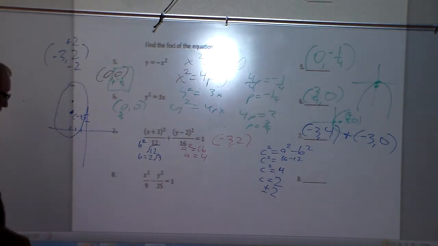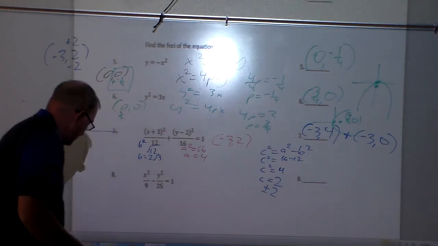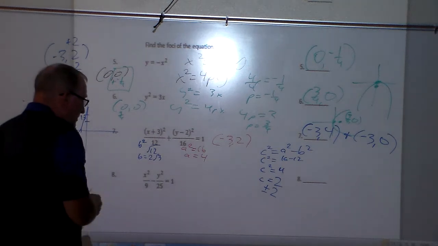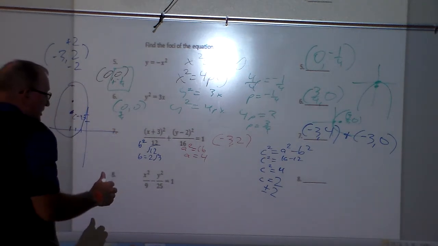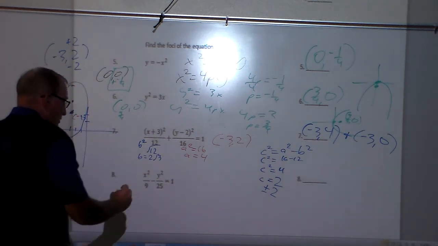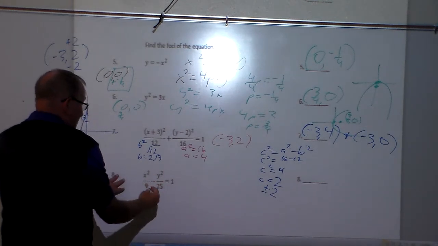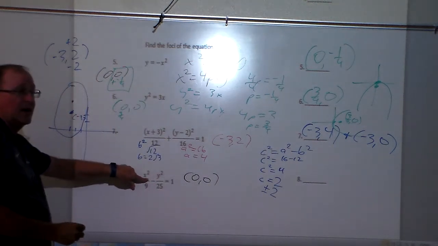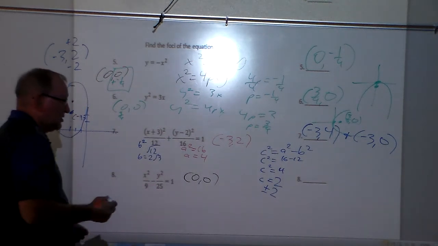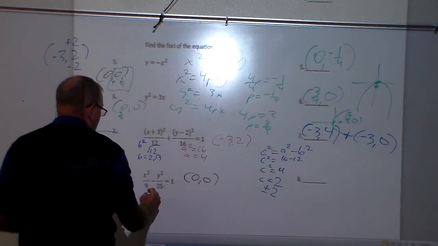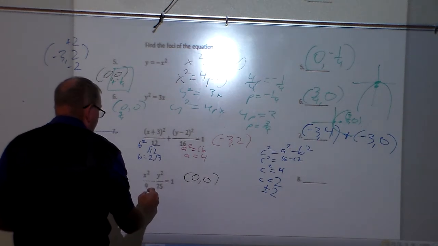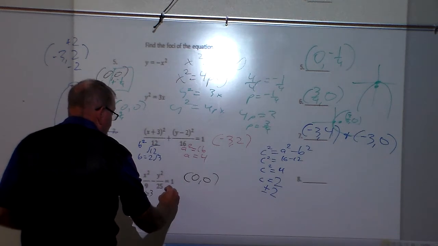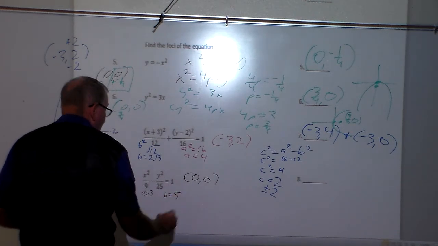And now then for the next one, what I need to have is this here. This is what I know. Okay? The A is always first on these here. I know the center of this one is at 0, 0, because there's nothing being added or subtracted here. I also know this here. My A value, A squared is 9, so that means A is equal to 3, and this is B squared, so B is equal to 5.